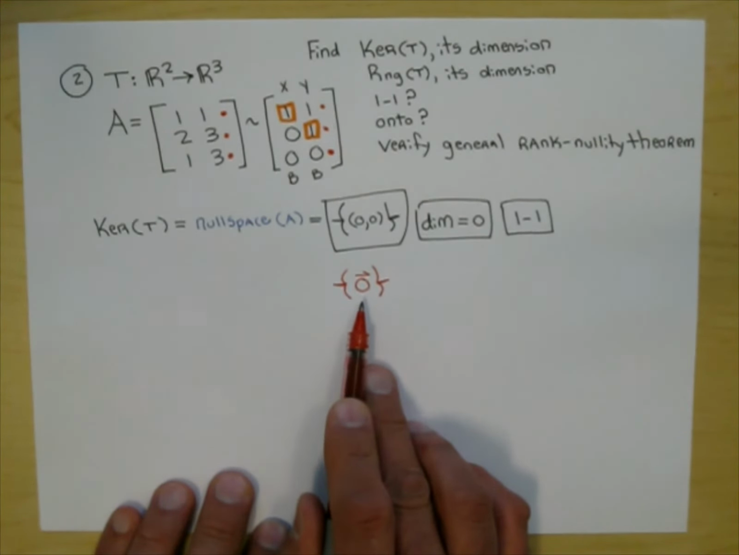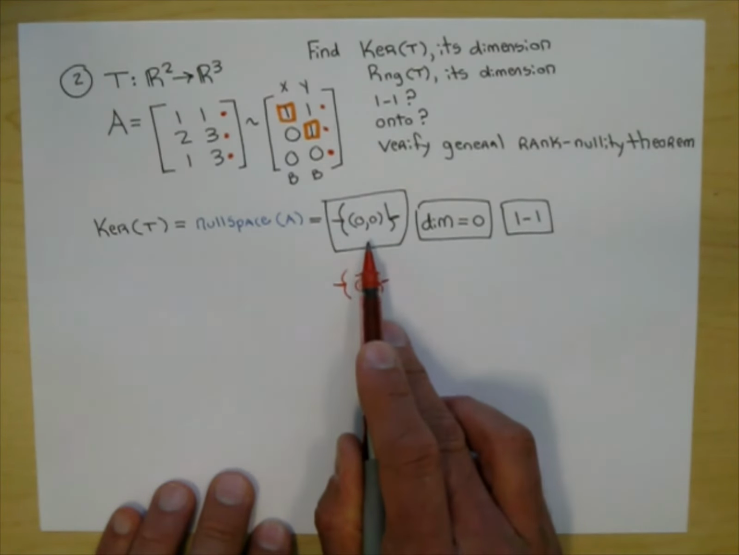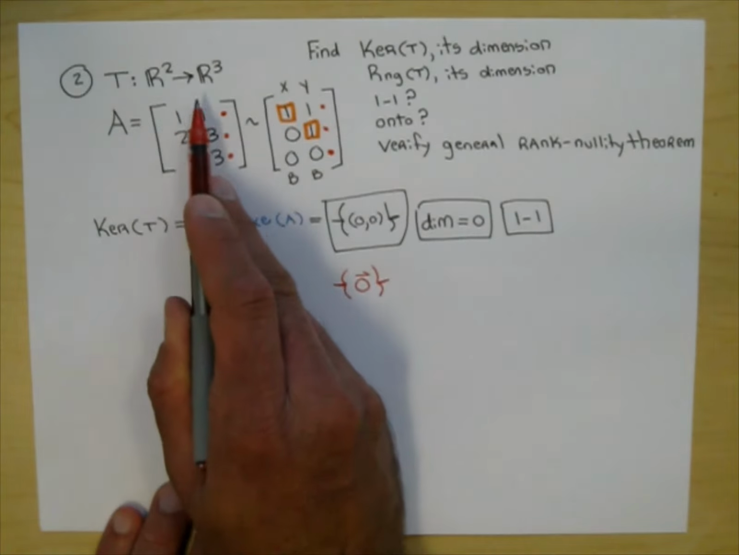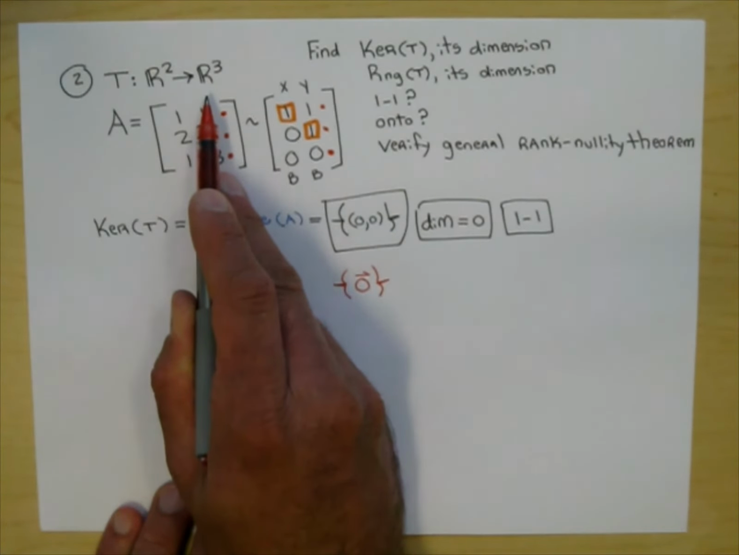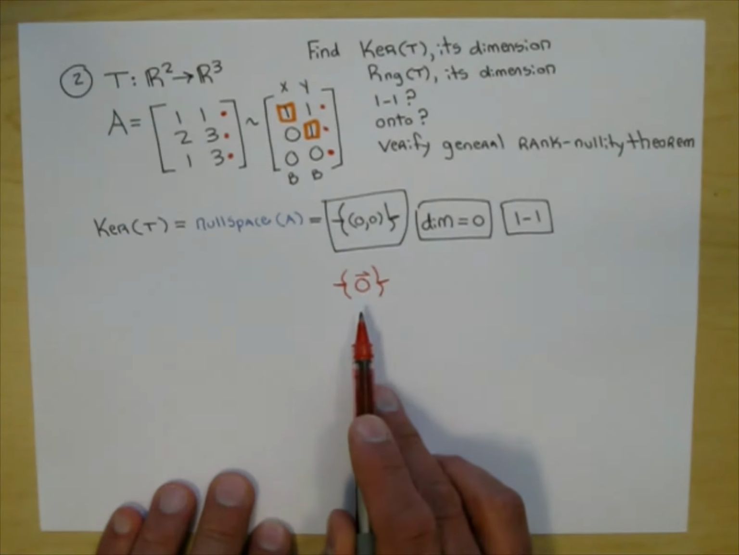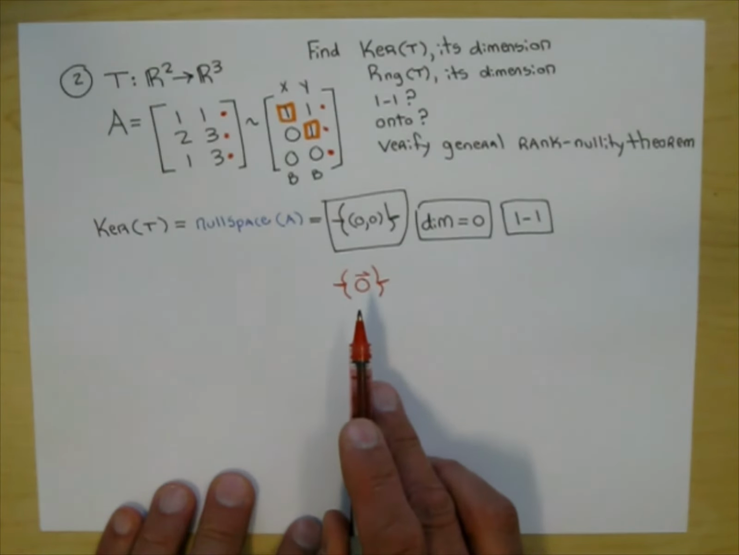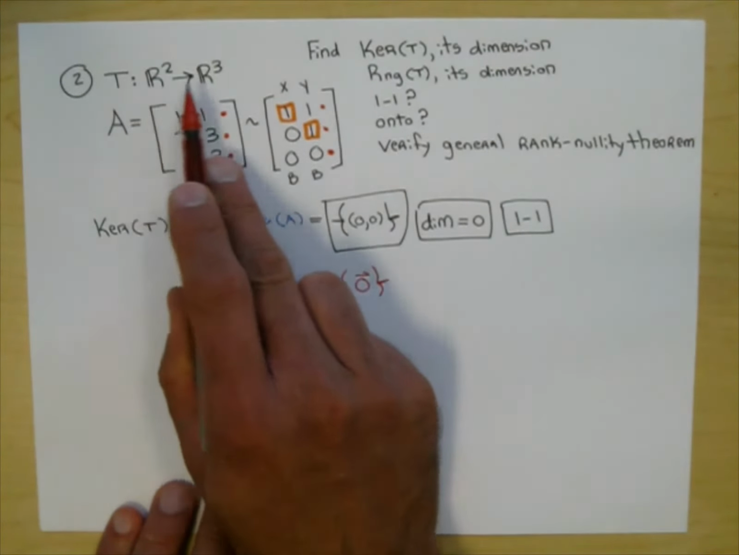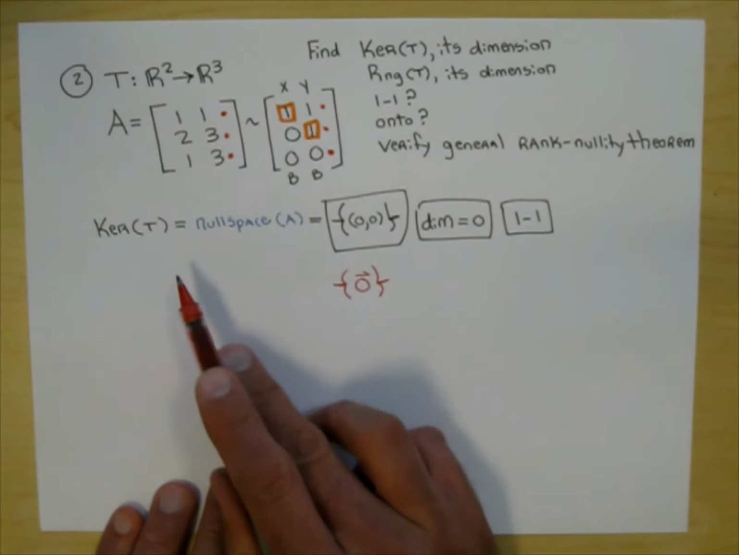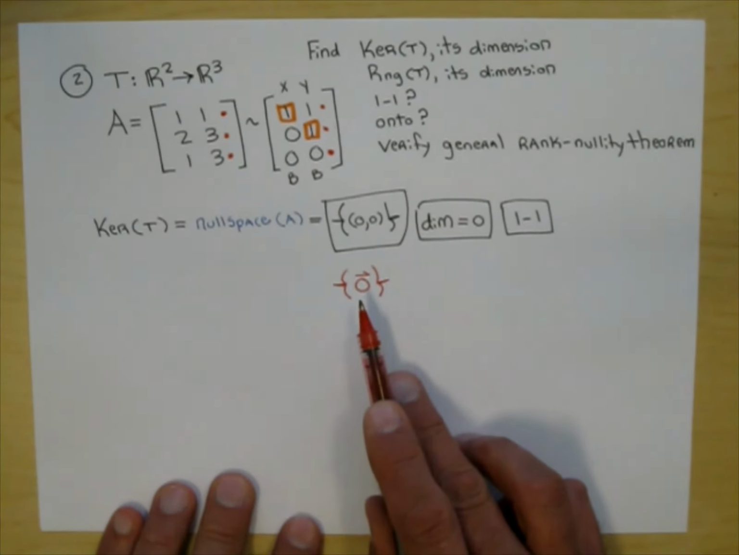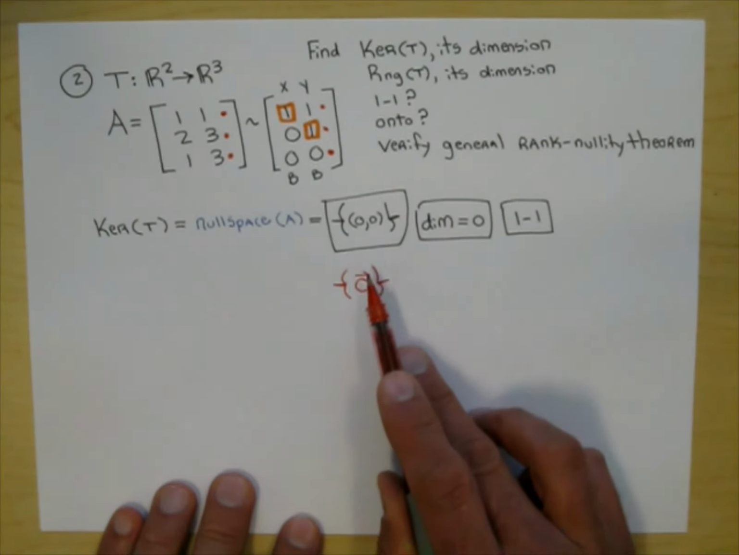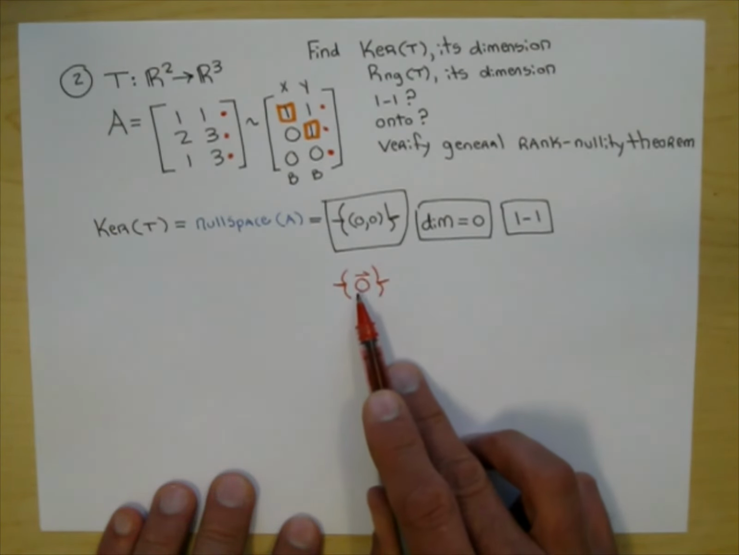This is not specific enough. Yes, it's correct. The kernel in this case is the 0 vector. But since we are talking about more than one vector space, we can't just say, oh, it's the 0 vector, because I don't know if you know which 0 vector it is. So when you write this out, even though this is kind of close to what you want to put, this is still a little too general.